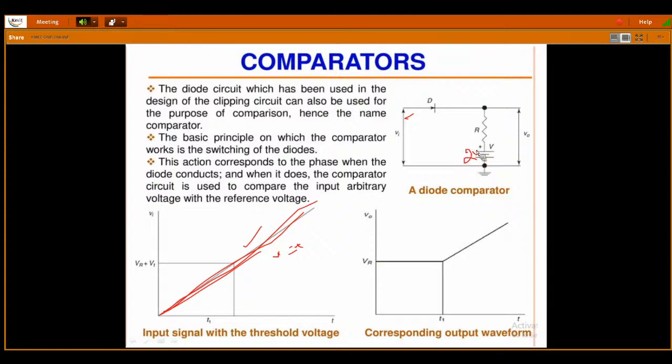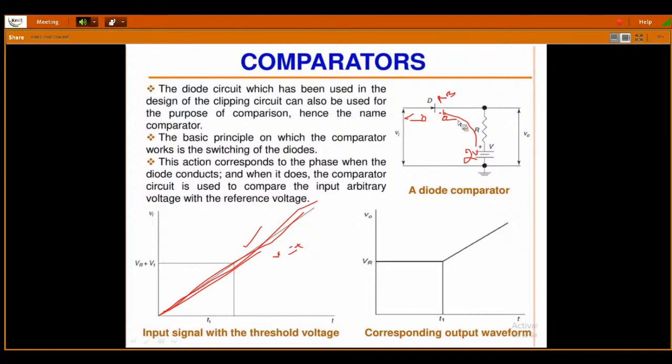Now with respect to this reference voltage, what is the status of this diode? You tell me. The positive is connected to the negative side, so initially the diode will be in reverse bias. When the diode is in reverse bias, it is going to be an open circuit. When it is forward bias, it is a short circuit. When it is reverse bias, it is going to be an open circuit.